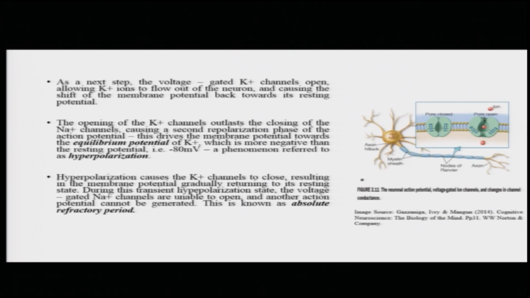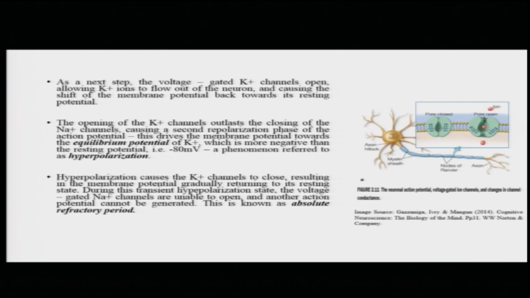Now as a next step, once this depolarization has happened, the voltage gated potassium channels will open, allowing the potassium ions to flow out of the neuron from the inside to the outside, causing the shift of the membrane potential back towards its resting potential from -55 millivolts to around -70 millivolts.